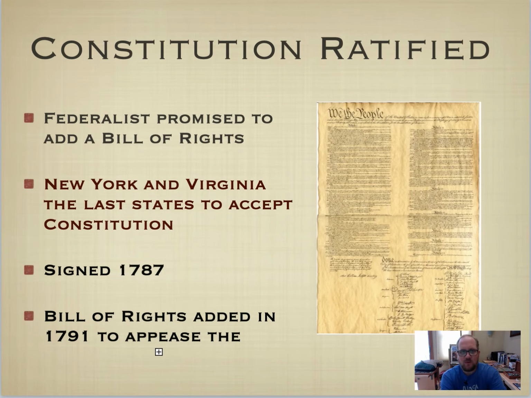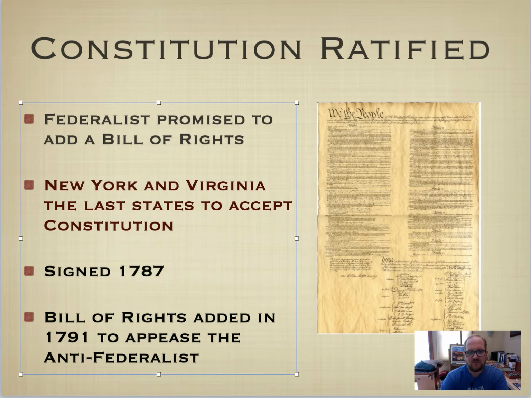Eventually, the Constitution will be ratified with the promise that the Federalists will add a Bill of Rights to this in the form of several amendments. Eventually, we're going to see James Madison write several amendments, and 10 of them will be adopted into this Constitution, being our Bill of Rights. New York and Virginia were the last states to accept this. Eventually, it will be signed in 1787, and the Bill of Rights will be added and amended into this Constitution in 1791. Again, this was to basically appease the Anti-Federalists.